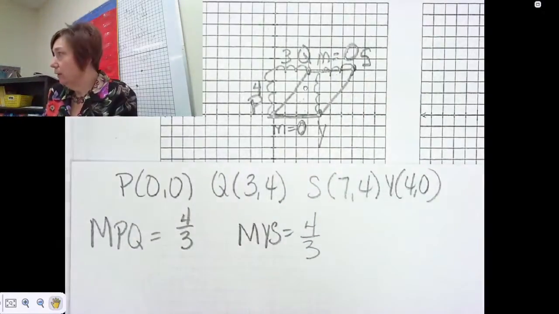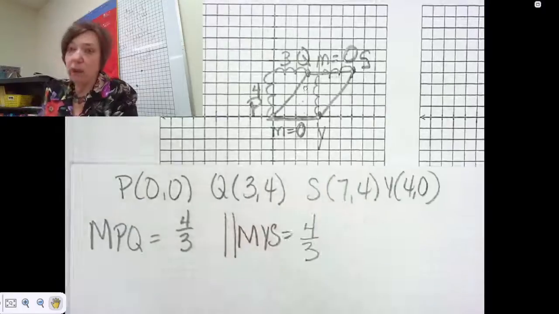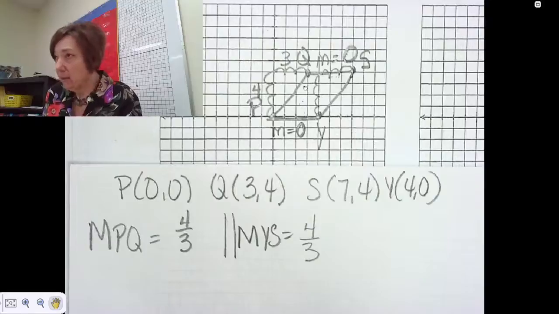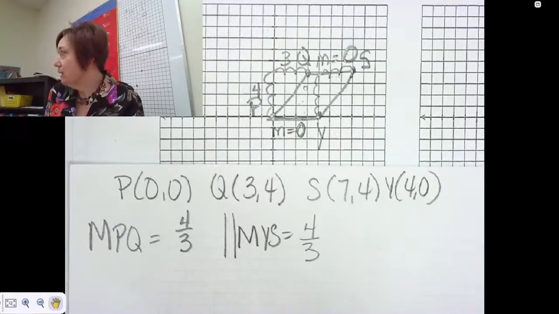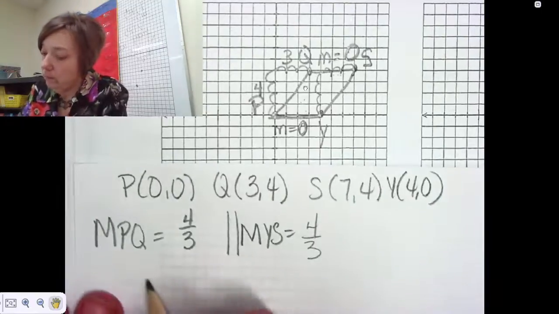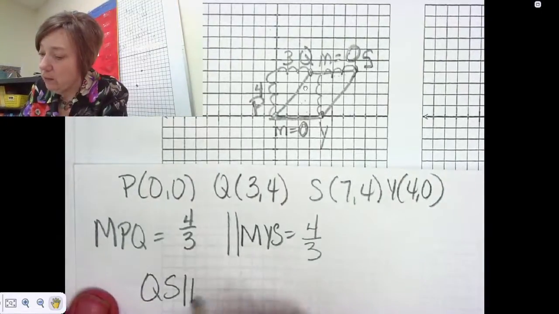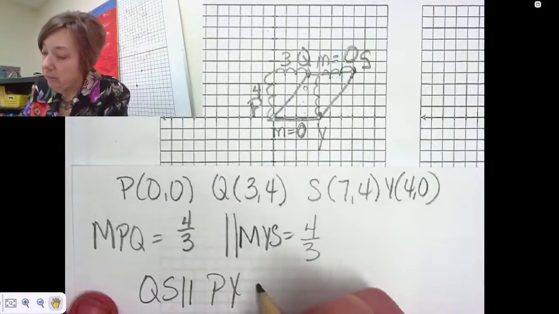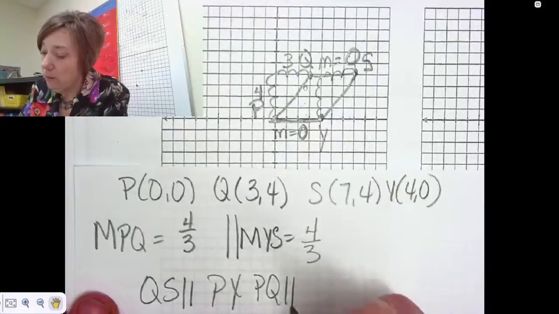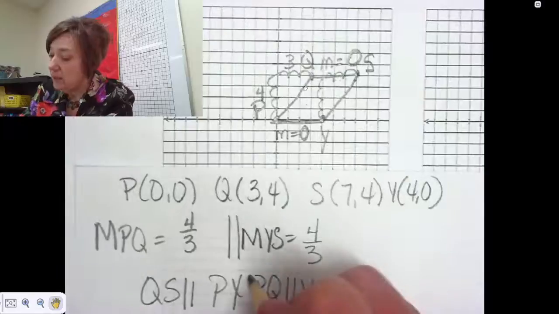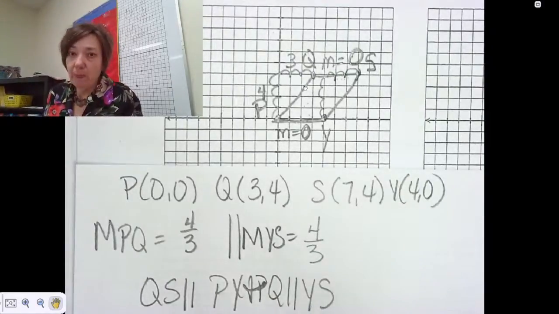So what did we discover? They are also parallel. So is it a parallelogram? Yeah, it's a parallelogram. So our answer would be yes, it is a parallelogram because QS is parallel to PY and PQ is parallel to YS. And so since we have two sets of parallel sides, then it is a parallelogram. Okay? All right, graph number 6.